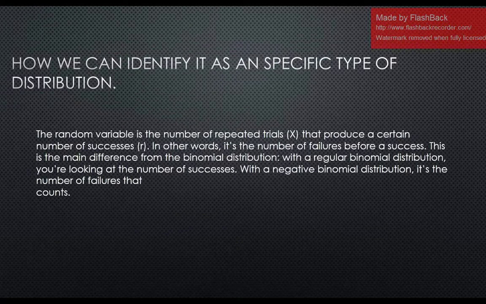How can we identify it as a specific type of distribution? The random variable is the number of repeated trials x that produce a certain number of successes r. In other words, it's the number of failures before a success. This is the main difference from the binomial distribution. With a regular binomial distribution, you are looking at the number of successes, but with a negative binomial distribution, it's the number of failures that really counts.